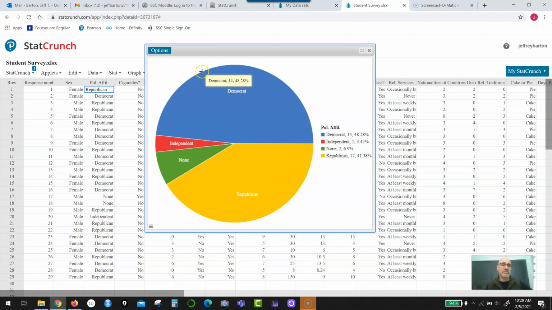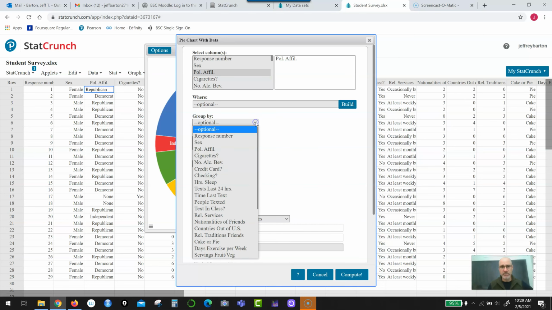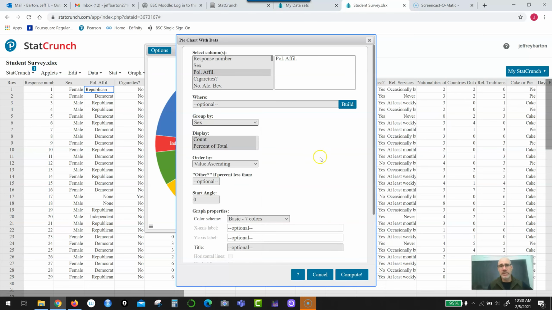We have a smallish sample, but I still thought it was a little interesting to take a look at, if you go to Options and Edit, then you can tell it how you want it to change. And one thing that you will do a lot of is you'll group your respondents by some other categorical variable first. So I'm going to group by sex. And what this is going to tell us is the political affiliation distribution of males and females separately.